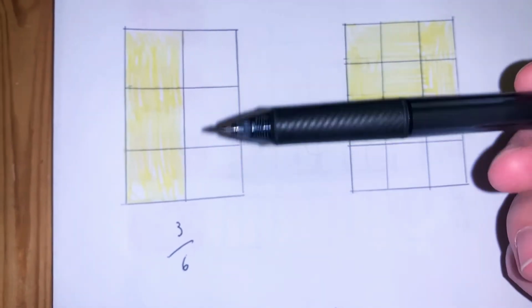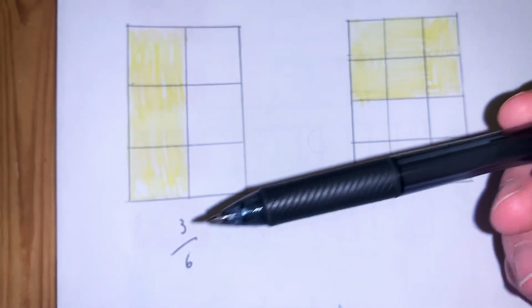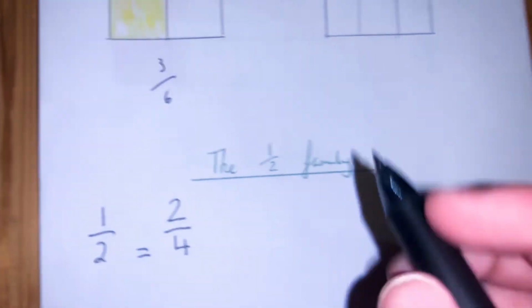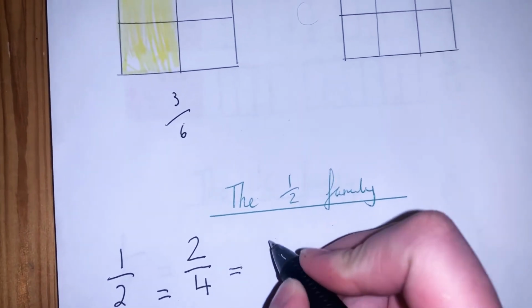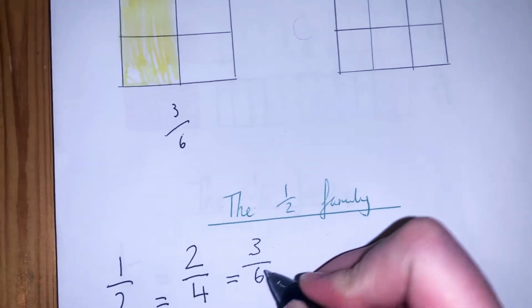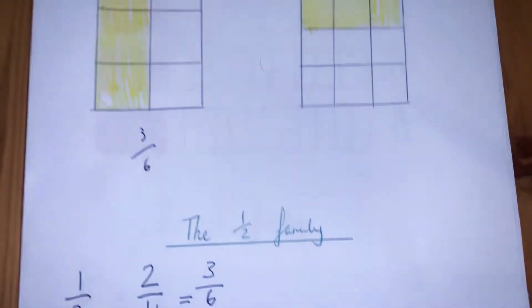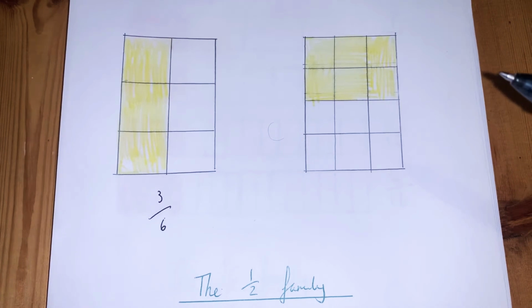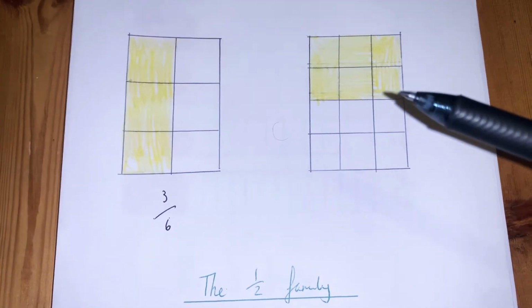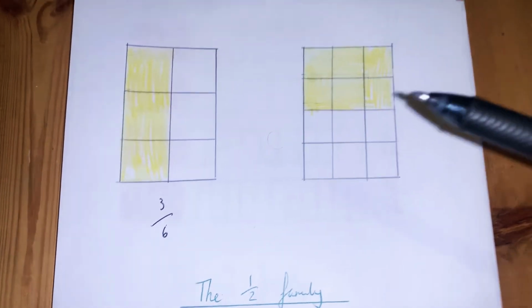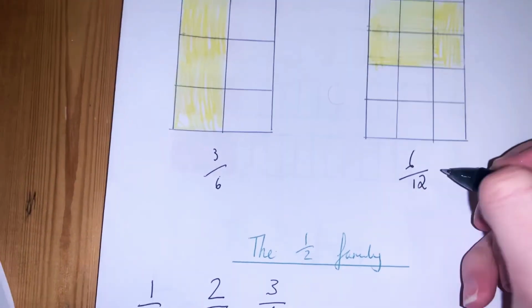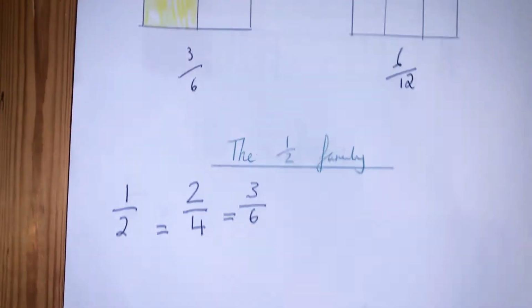Okay. They look like they're 1/2 as well. Okay, so that's going to be 3/6. Okay, I'm going to write that here as part of my half family. And then here we've got 12 equal parts in total, and we've got 6 parts shaded in. So that is going to be 6/12.